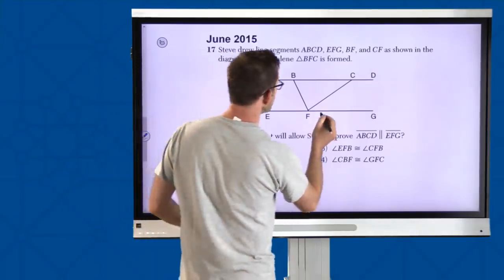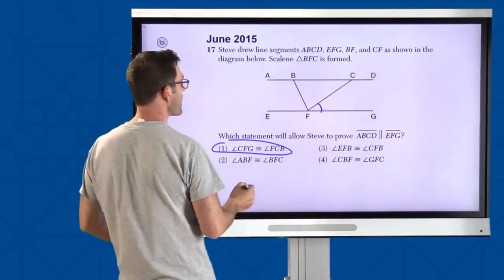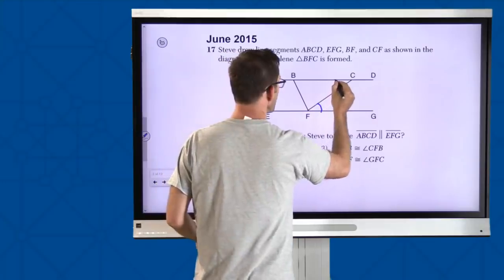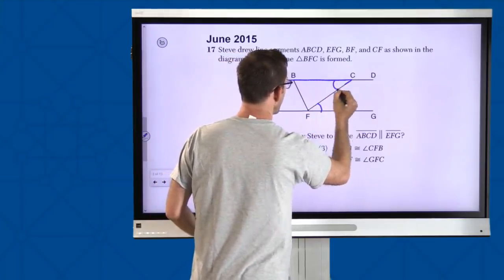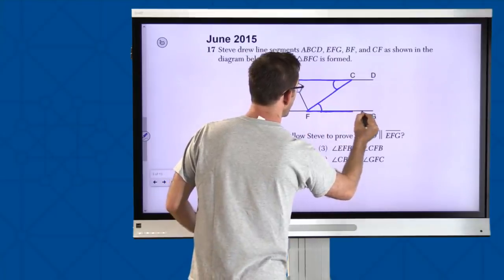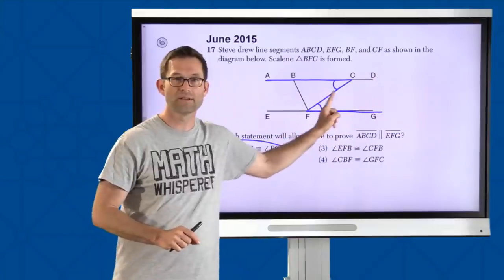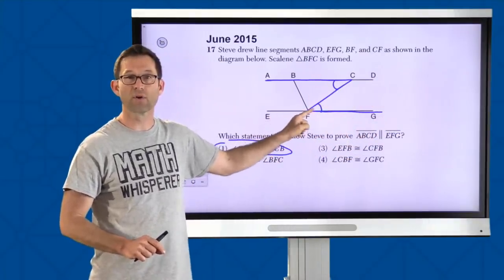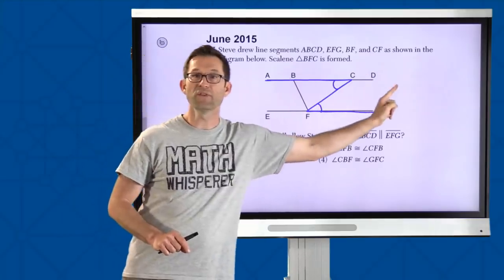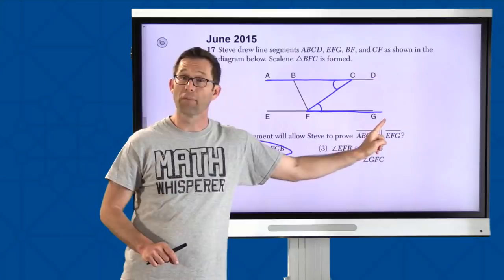Angle CFG, which is this angle, is congruent to angle FCB, which is this angle. And those are truly those alternate interior angles, right? The alternate interior angles, the forming of the Z. And because those two angles are congruent, that would then be sufficient evidence to show that that line segment and that line segment are parallel.